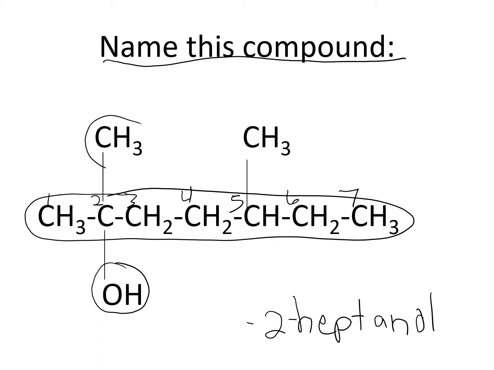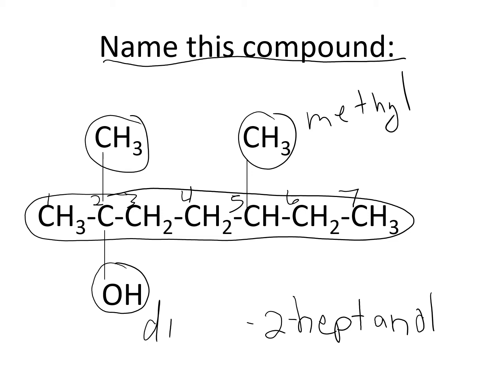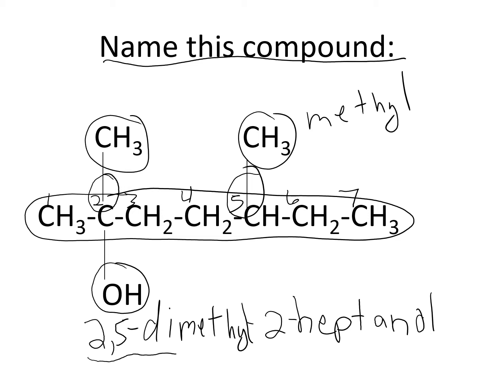Now we have 2 groups attached. We have 2 methyl groups. And when we have 2 of the same groups, we put di in front of that. So we have dimethyl. And then we want to show the location of where these groups are attached to the carbons in the parent chain. The first one is attached at carbon 2, and the second one is attached at carbon 5. So we put 2,5 dash in front of the dimethyl 2-heptanol. So the name of our compound is 2,5-dimethyl-2-heptanol.